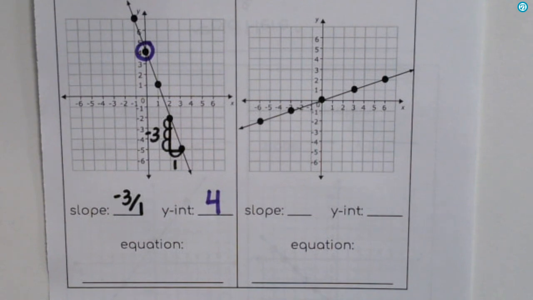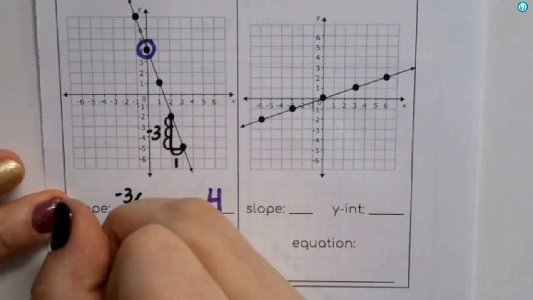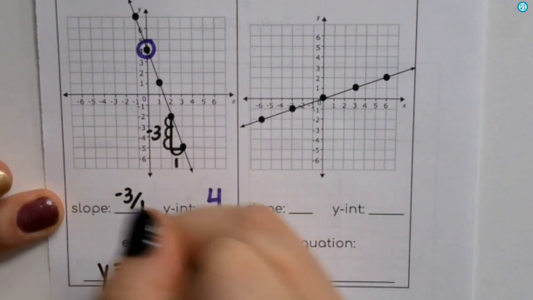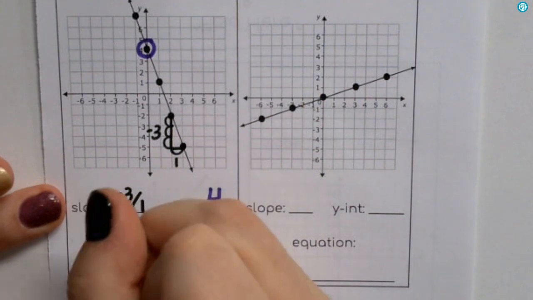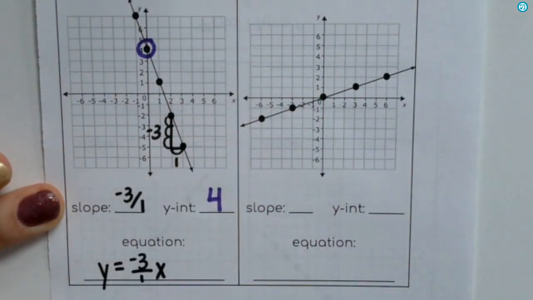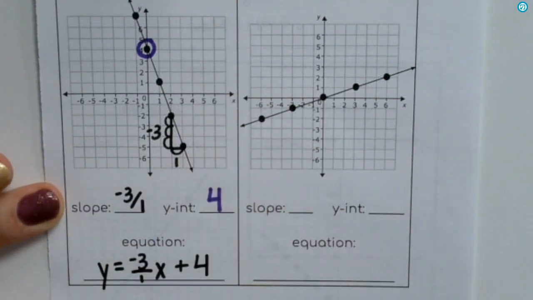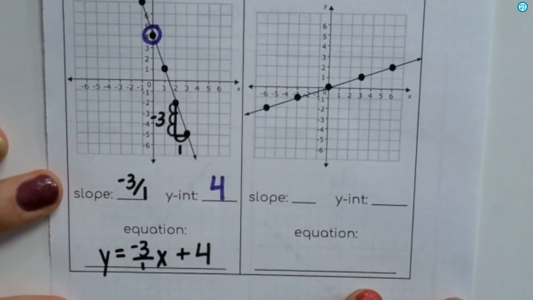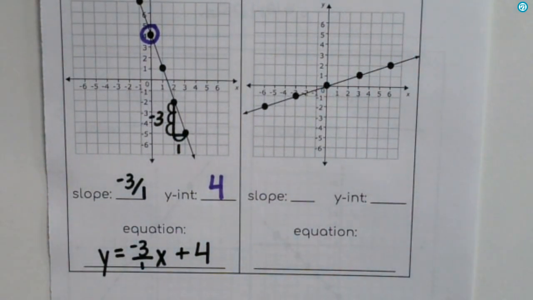Then we are going to put this into an equation. So our equation is y equals mx plus b. The y and the x stay there. So we put down y equals, and then we put down -3/1x plus 4. It's plus because it's positive. The most common thing that people forget in these is they forget their x. So don't forget your x.